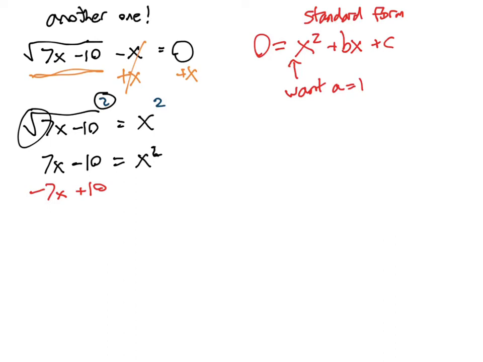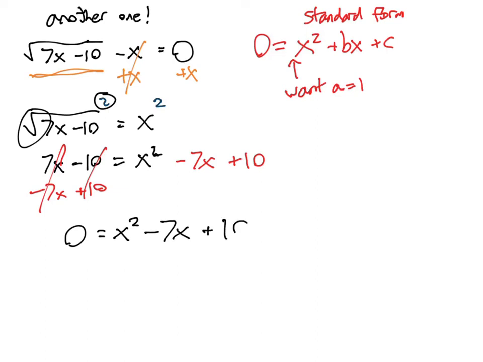If I subtract 7x from both sides, we can get that to cancel out. And if I add 10 to both sides, we can get that negative 10 that we had originally to cancel out. X squared and negative 7x are not like terms. They have different exponents. So we're going to leave them separate when we write this as a polynomial. And this is a quadratic trinomial that we can solve using factoring.